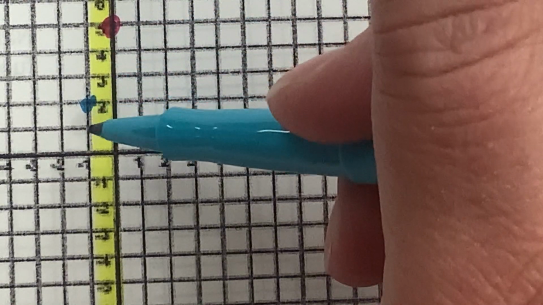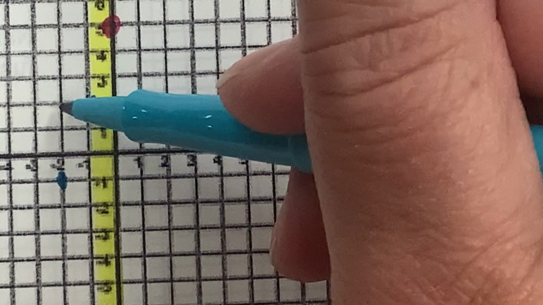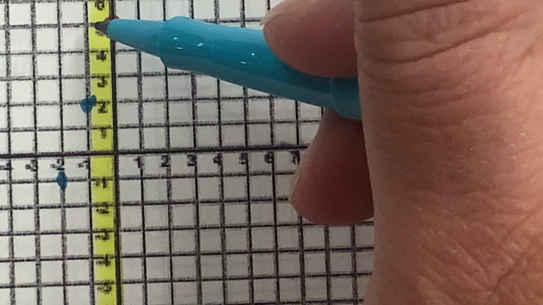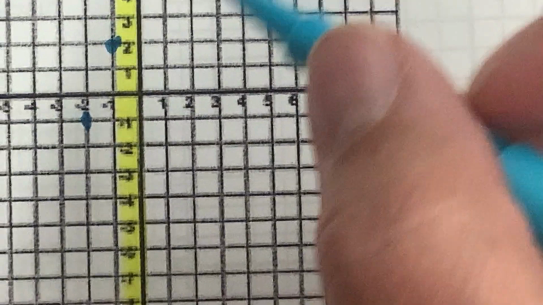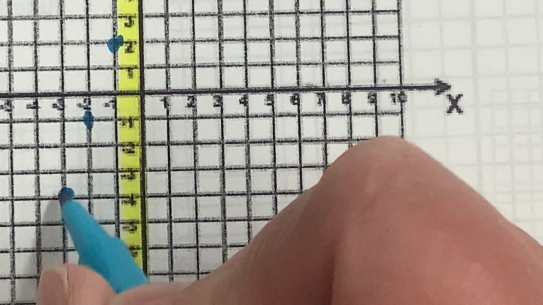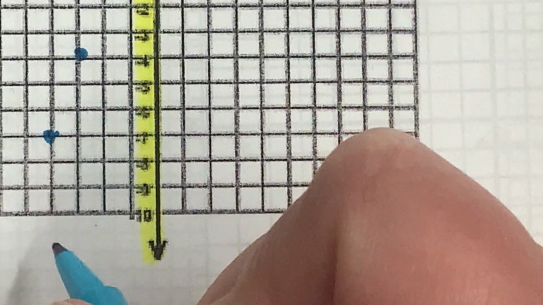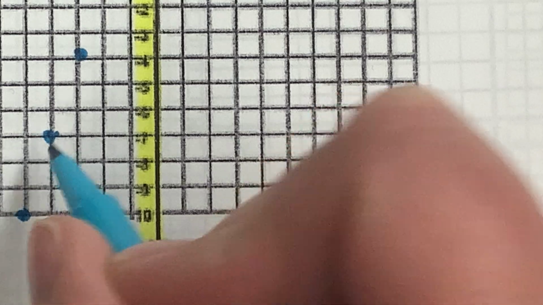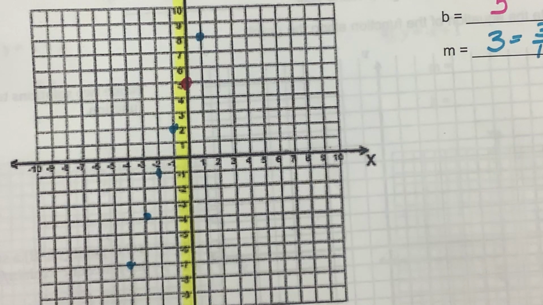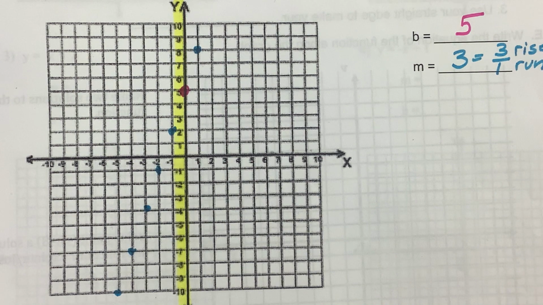Now I'm going to do it again. I'm going to go down 3 and left 1 and check it. Rise, 1, 2, 3, run 1. So I'm rising 3, running 1, rising 3, running 1. Now I can put as many points on here as I need, just so long as it's rise 3, run 1. Now you only really need 2 points to make a line, but I like to have a lot more than that. I like to cover as much of my graph as possible with points.